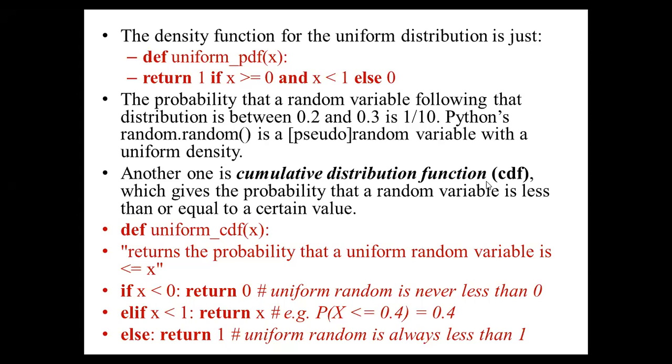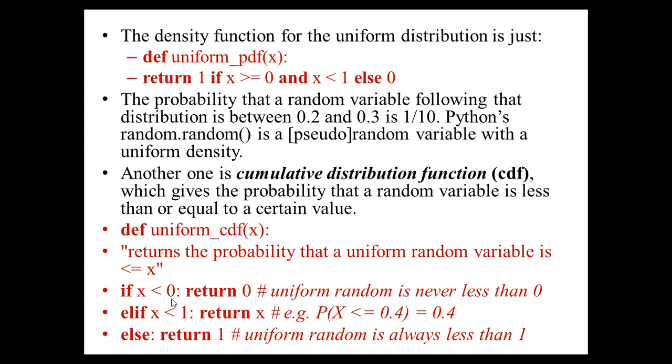The next is the cumulative distribution function. Cumulative means that here we are going for the summation, where the previous one will be added with the next one, which gives the probability that a random variable is less than or equal to a certain value. Here we are talking about uniform random. So it returns the probability that a uniform random variable is less than or equal to x.